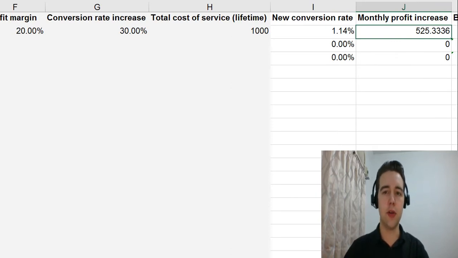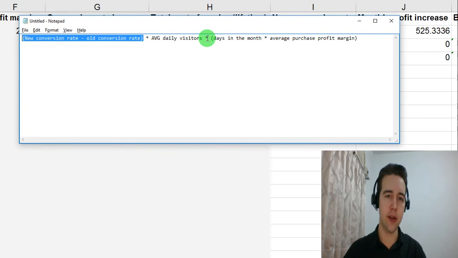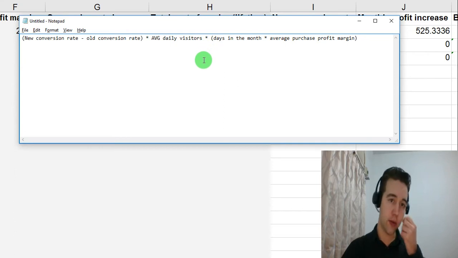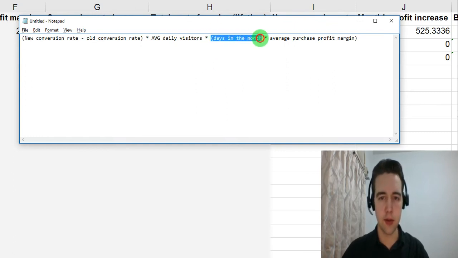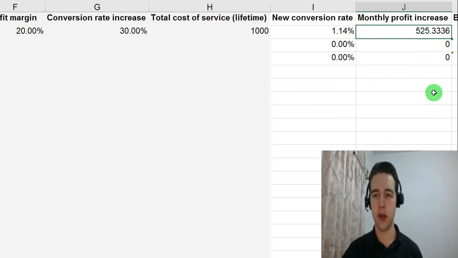So with this calculation, we can expect the profit to increase $525. And the way we get it is with this mathematical formula. So new conversion rate minus the old conversion rate, that will give you the difference. And you basically multiply the difference with average daily visitors. And that will get you the increase per day. And then you multiply it with the days of the month to get the monthly one. And then average purchase to get that dollar amount there. And there you get the number.